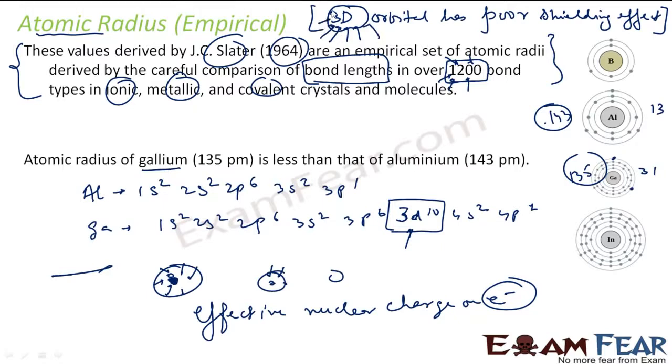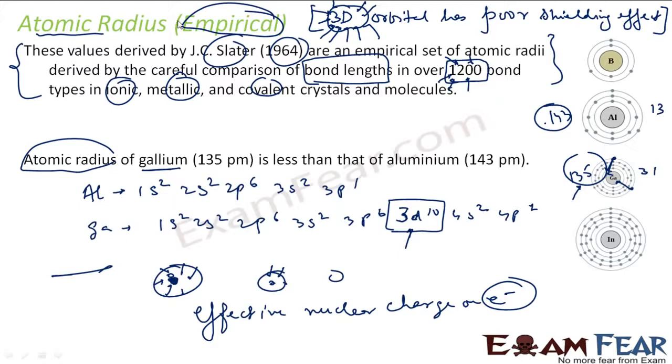We'll discuss this. Just understand that the 3d orbitals, 3D is a very common word, we have three-dimensional movies also, just remember this word 3D, it provides a very poor shielding effect. Because of the poor shielding effect of 3d, the new electrons here experience more nuclear charge and want to come closer to the nucleus. Because the effective nuclear charge is more on these electrons, it shrinks, the size decreases, and thus the size of gallium is less than aluminium. This is the empirical atomic radius I'm talking about.